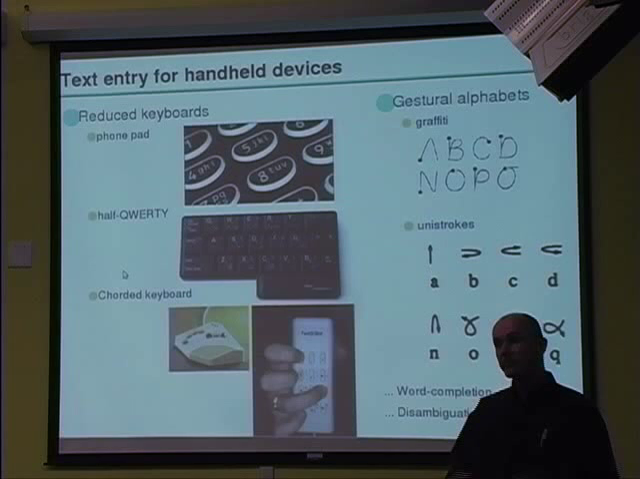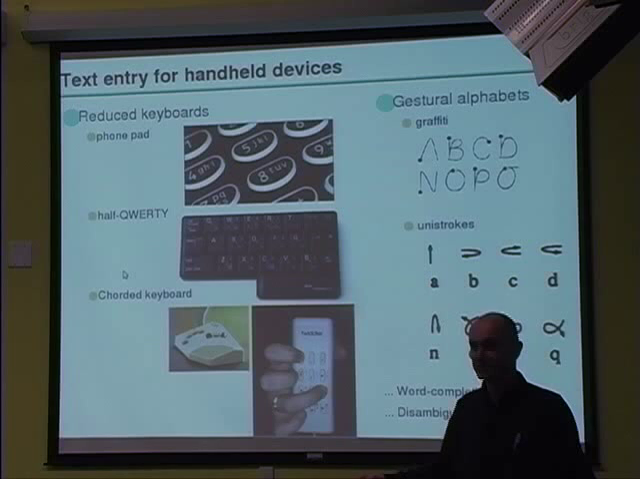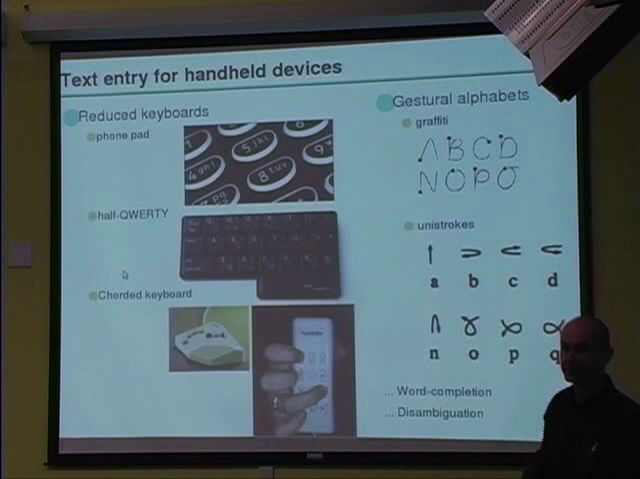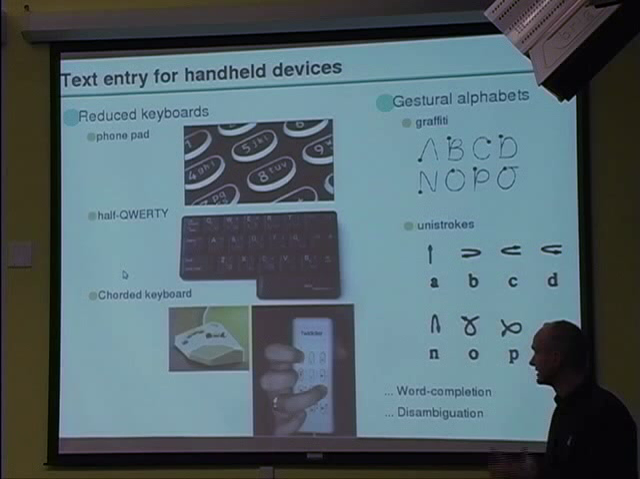Another metaphor for what writing is, a 10,000-year-old metaphor, says writing is scribbling with a stick. And so obviously if you want to scribble on a small computer, you scribble in a small way using Graffiti or Unistrokes. And there are other sensible ideas like word completion and disambiguation. But these are all sticking with old ways of doing things.